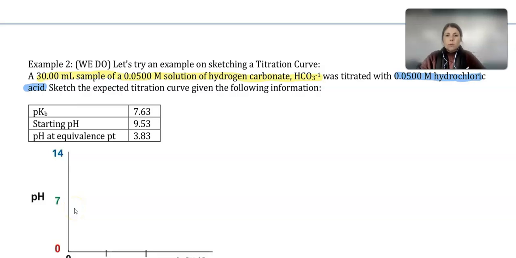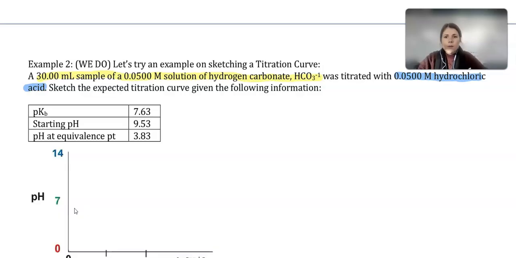In this lesson, we're going to be still looking at objective 8.5 titrations, but this part of the video, part 2, we're going to be looking at some example problems that you could expect on the test. So here, let's look at this example. It says, let's try an example on sketching a titration curve.